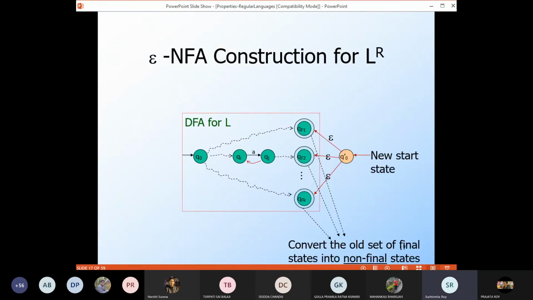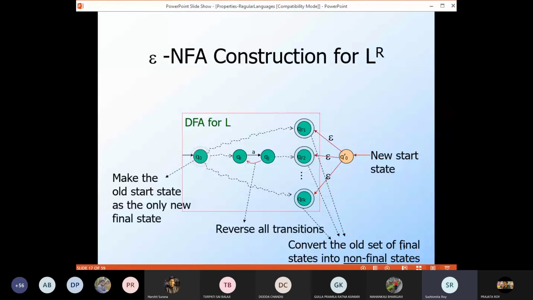Reverse every arc. Every arrow, you reverse the direction. If it was pointing right before, now you make it pointing left. And what was previously the start state, now you make the final state. Make the old start state the only new final state.